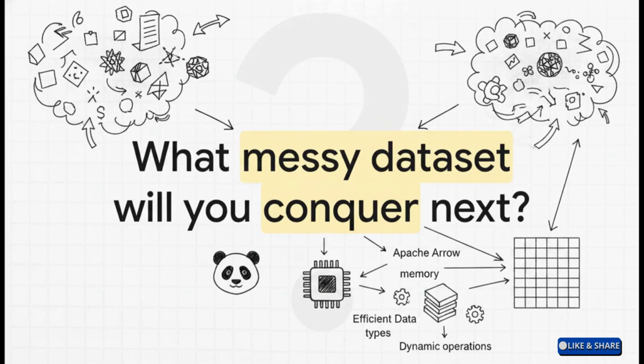So, there we have it. We've gone from the basic DataFrame all the way up to Apache Arrow memory management. Pandas is continuously evolving, giving you unprecedented power over your data workflows. Between mastering vectorization, leveraging efficient data types, and utilizing dynamic merges, you have everything you need. So the only real question left is, what messy, chaotic dataset are you going to conquer next?